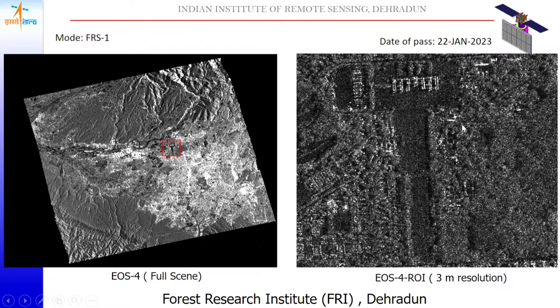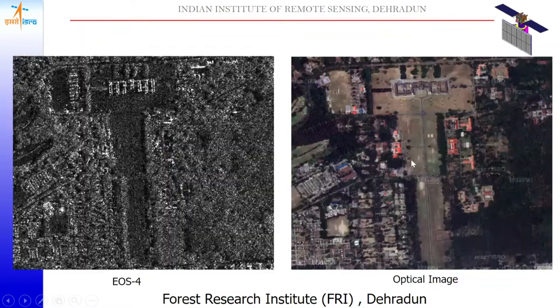So there is the vegetation and some smooth ground here in the FRI, and this is the FRI building. You can see it is appearing as a much brighter return as compared to the vegetation and ground, due to the man-made structures. Now you can compare this with the optical image. This is the actual building, and it is appearing as a brighter return.